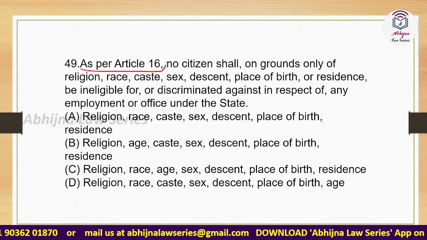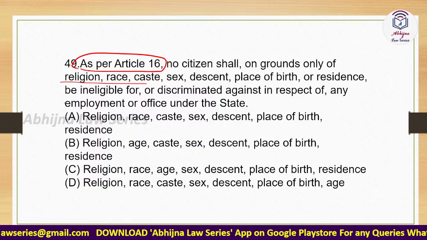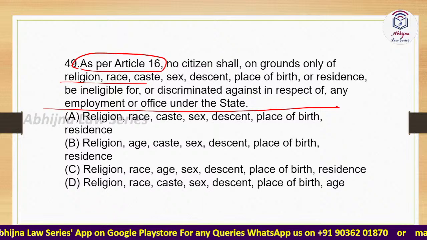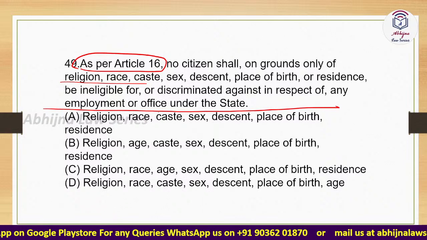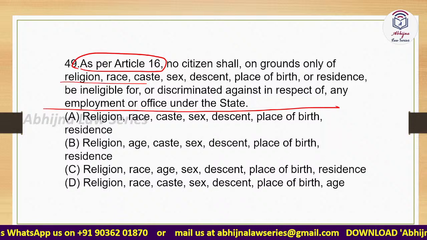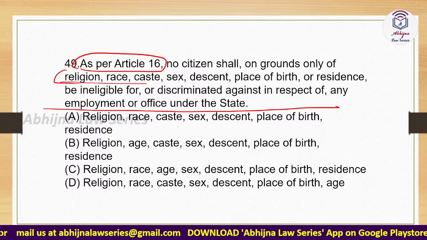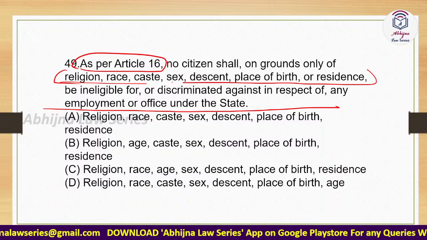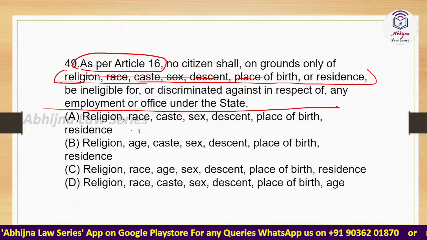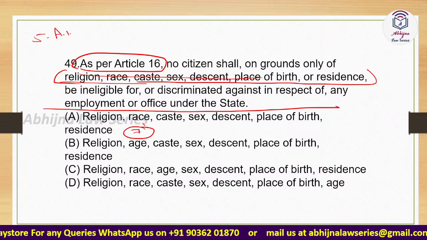So this is a question. As per Article 16, no citizen shall on grounds only of religion, race, caste, sex. Okay, see here, what are the extra grounds they are asking? We have to see. So here the answer has already been given. See, we have 7 grounds in Article 16 and we have 5 grounds in Article 15.